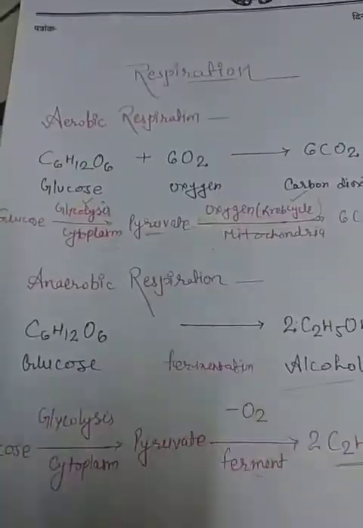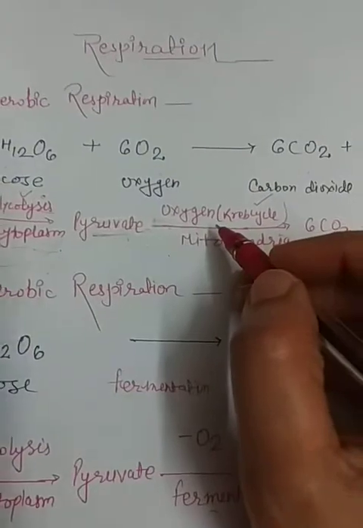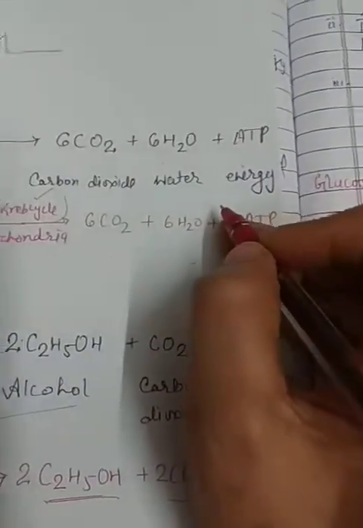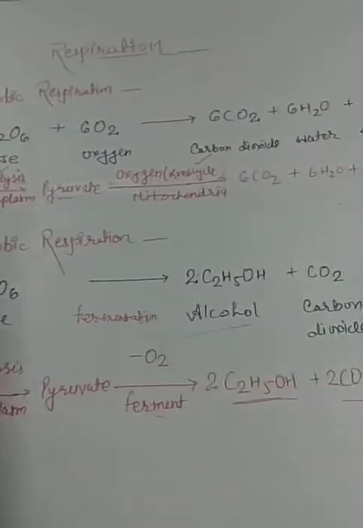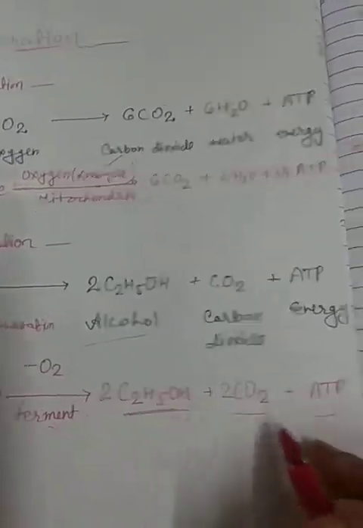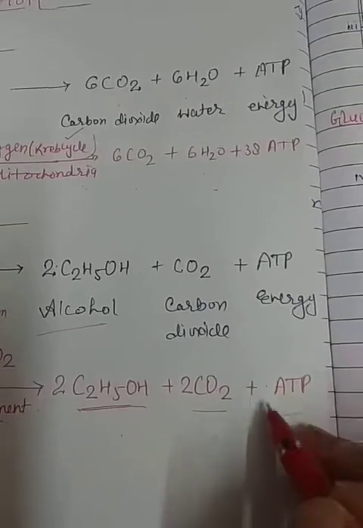Aerobic respiration produces a considerable amount of energy which gets stored in the ATP molecules, and in anaerobic respiration a little amount of energy is produced which gets stored in ATP molecules. Okay.